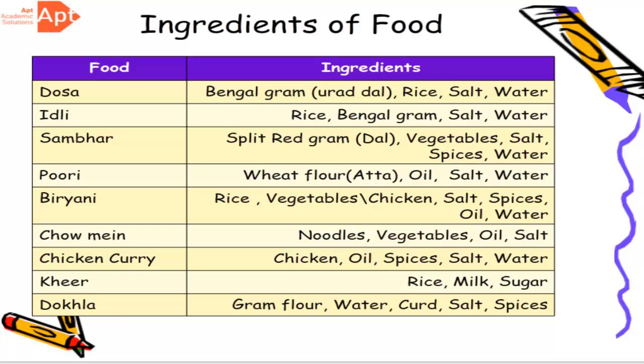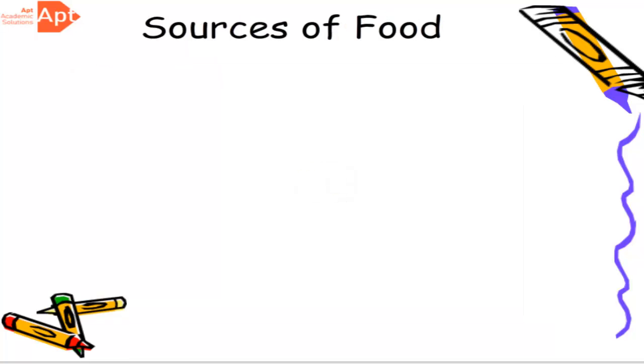Like for puri, we need wheat flour, that is atta. We need oil, salt, water. Likewise for biryani, if you are veg, you love vegetables, you can add rice, vegetables, salt, spices. Or if you are a non-vegetarian, you can also add chicken to it. For your Chinese food items like chow mein, you need noodles, you need vegetables, oil and salt. Likewise for these other food items.